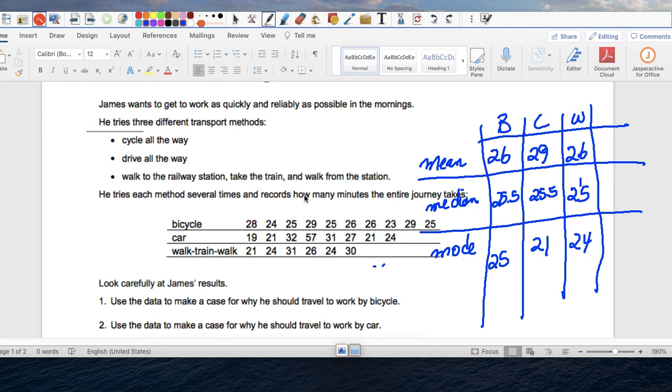Okay, let's try to make a case as to why James should always go by bicycle. I made a little table, and I found the mean and the median for the bicycle, and bicycle is the first column here. The second column is for the car, and the third column is the walk, train, walk.